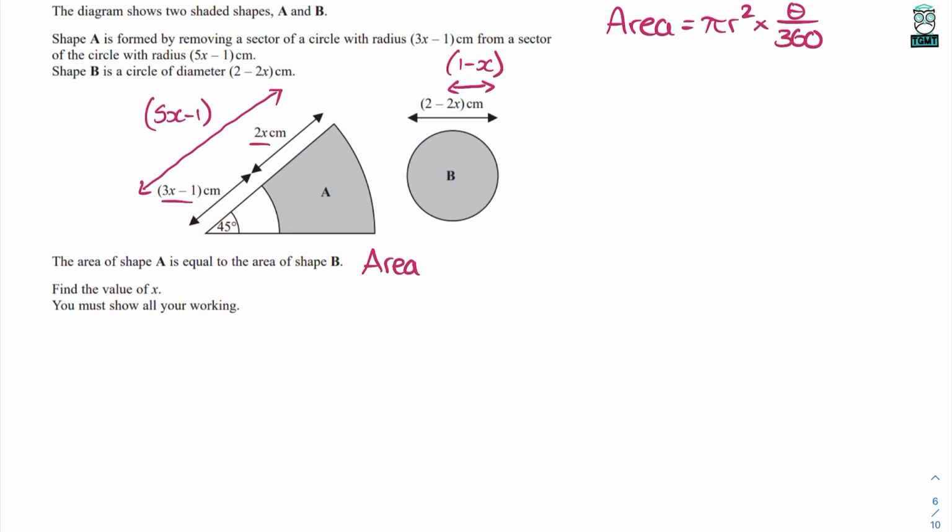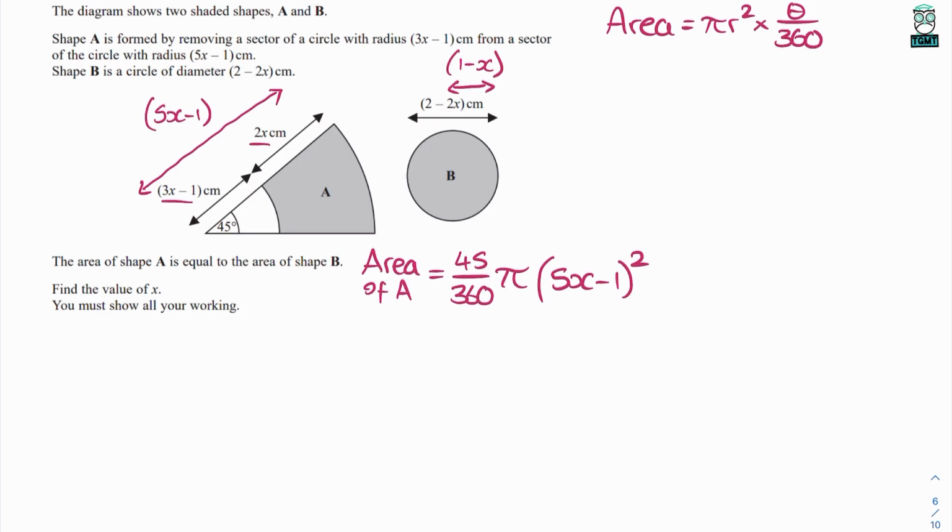So the area of A will be equal to, and we do pi multiplied by the radius squared. Let's just put that in brackets. So the radius of the large shape is 5x minus 1, and we are squaring that. And that is also going to need to be multiplied by 45 over 360. So actually, we could probably put that at the front. That would probably be a little bit nicer. Let's put the 45 over 360 there.